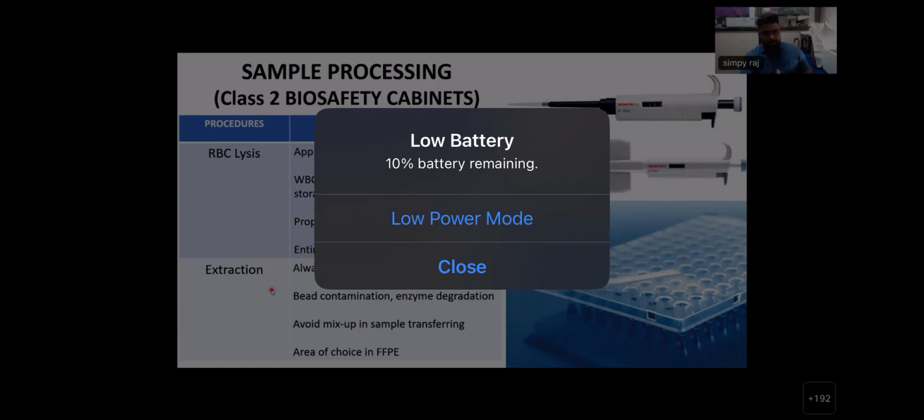First, we have to remove the RBCs from the WBCs. So what we do is use the buffer. The important thing is that we have to prepare it daily. It should be fresh. The pH should be perfect for it to work. Otherwise, the WBCs and the genetic material won't be preserved.